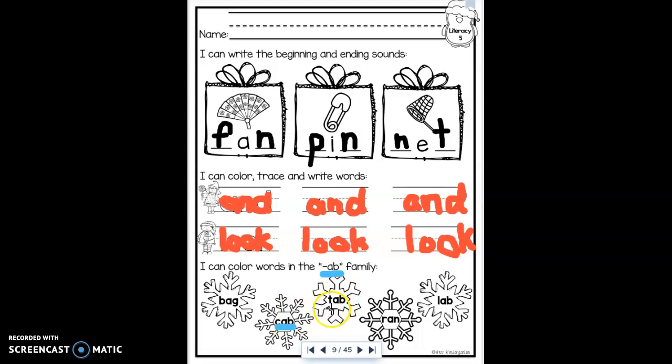Here's T-A-B. There's the A-B. Got to color that one. This one is R-A-N. Nope. And this one is L-A-B. That gets colored, okay? So the words in the AB family are cab, tab, lab. They all rhyme. They all have that same sound at the end. Okay, let's turn our page over and do our back.